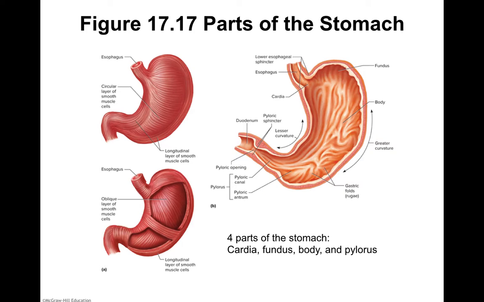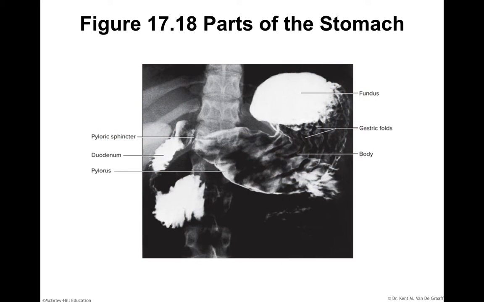So here are the four parts of the stomach: the cardia near the cardiac sphincter, the fundus, the little bulge at the top where some people like to store gas until they're ready to belch it out, the body, and the pylorus near the pyloric sphincter. And here is an image of a stomach.